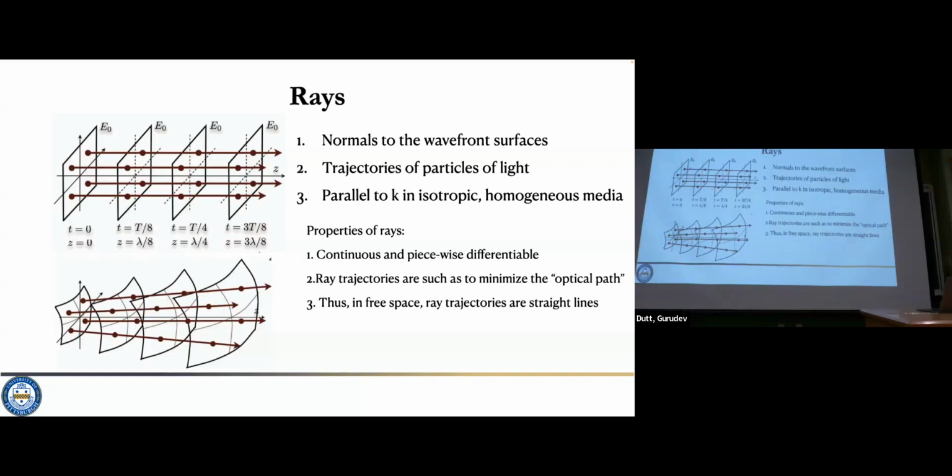And for a plane wave, obviously all these rays are going to be parallel to each other. They're also going to be parallel to k. For a plane wave, the k vector and the rays are all going to be parallel to each other. You can also think of the rays as being the trajectories of photons. So if you go to the particle picture, these are the trajectories that the photons follow as they move through space.